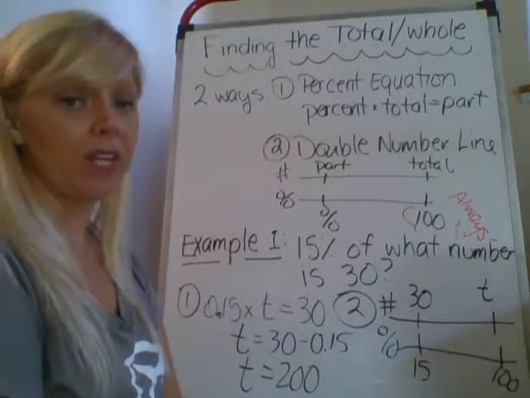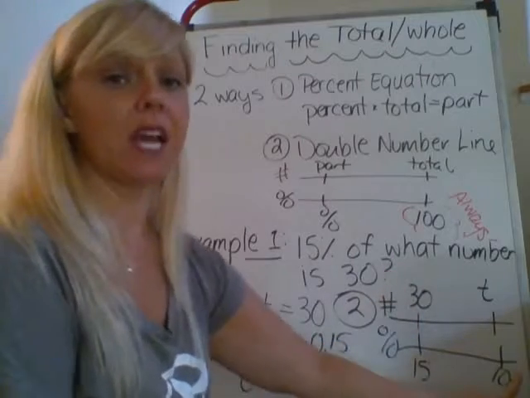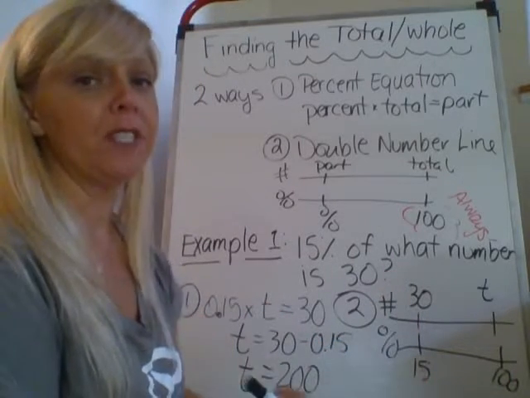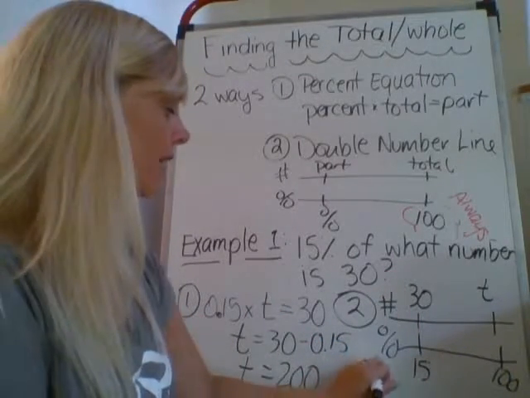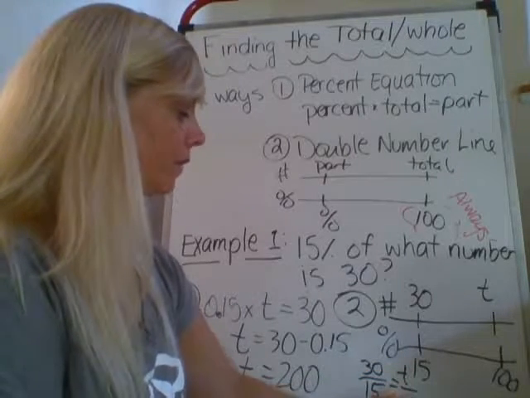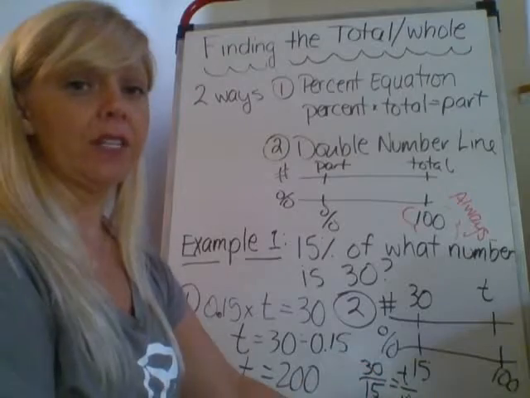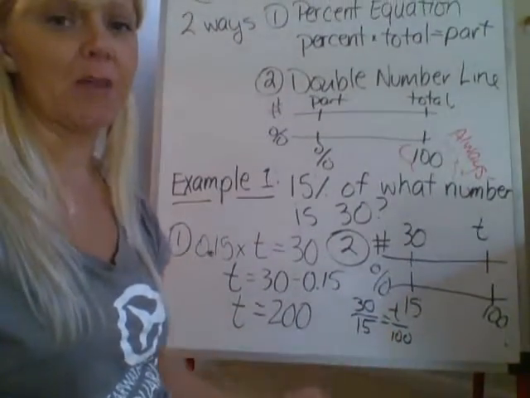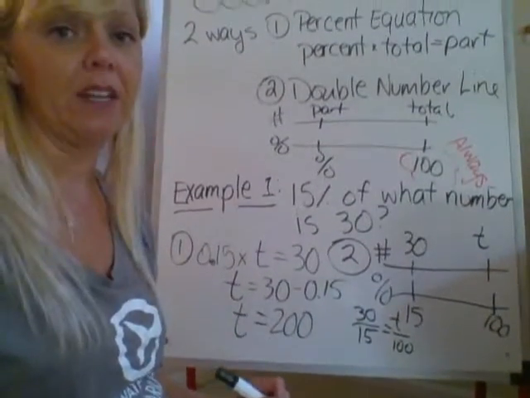And then I can cross multiply and divide. So 30 times 100 divided by 15. Because again, if I set up my proportion equation, I do 30 times 100 divided by 15.